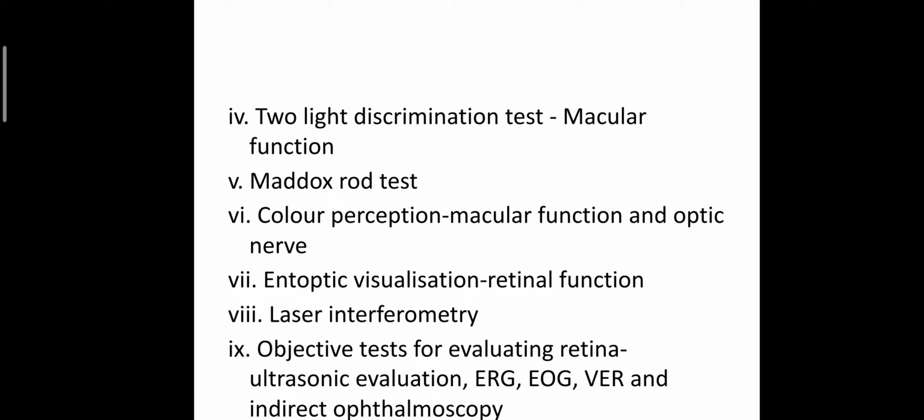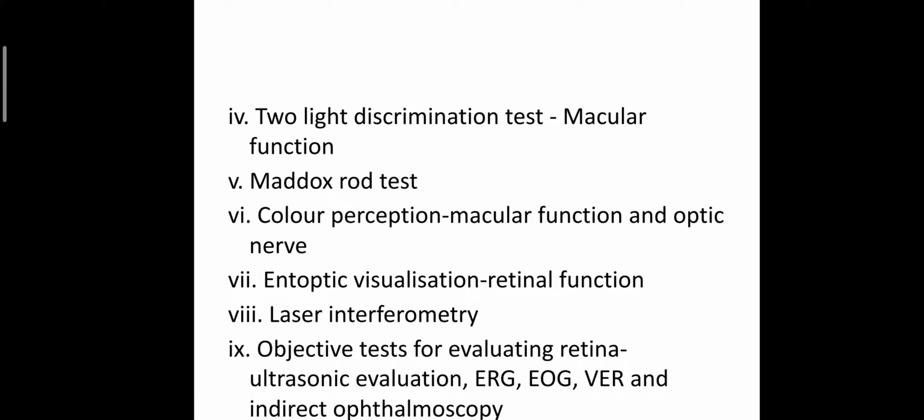The patient is asked to look at a distant bright light through a Maddox rod, and if you see a red line, it indicates a normal retinal function. Similarly, other tests are color perception, this is an indicator of normal macular function, and entopic visualization. It is done by rubbing a light source over the eyelid. If the patient perceives the retinal vascular pattern, I'll show you the pictures later on, in black outline, it's a favorable indication of normal retinal function.